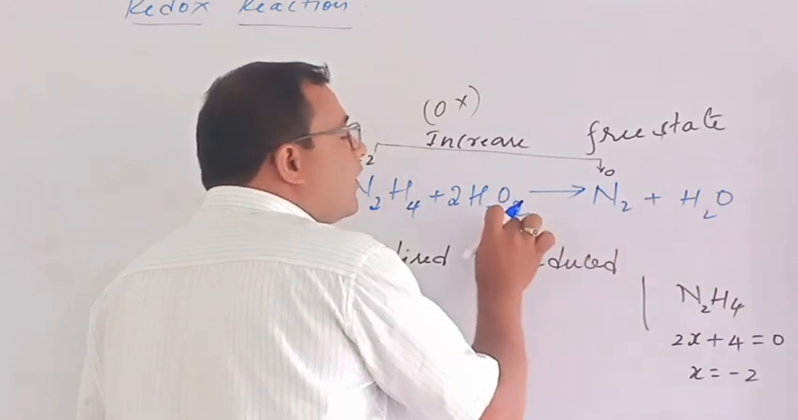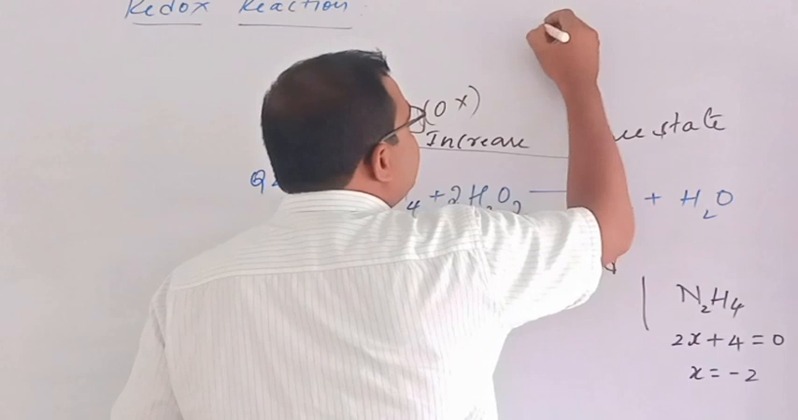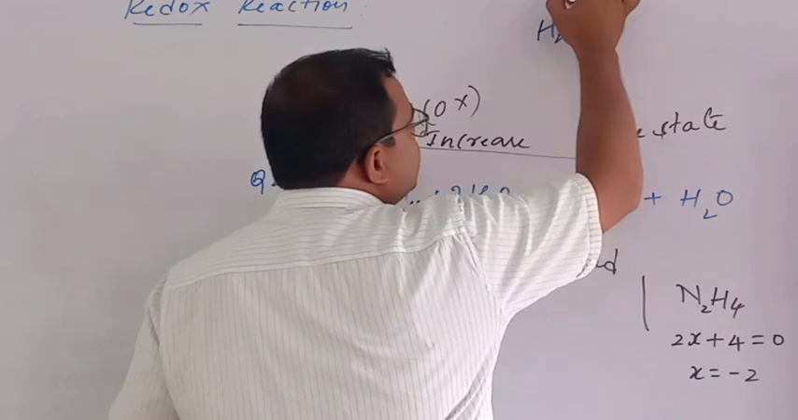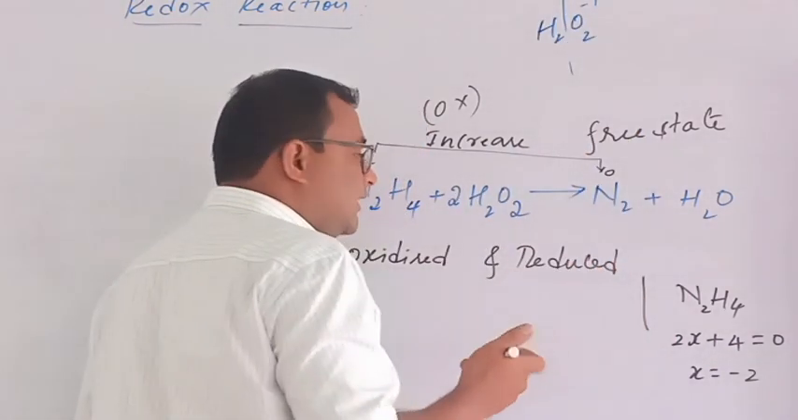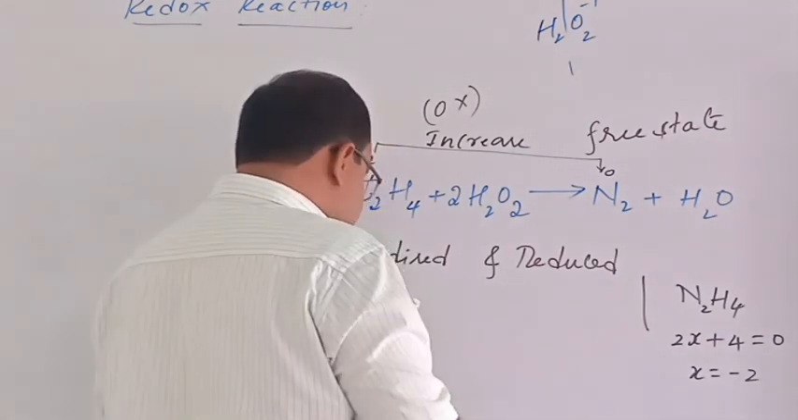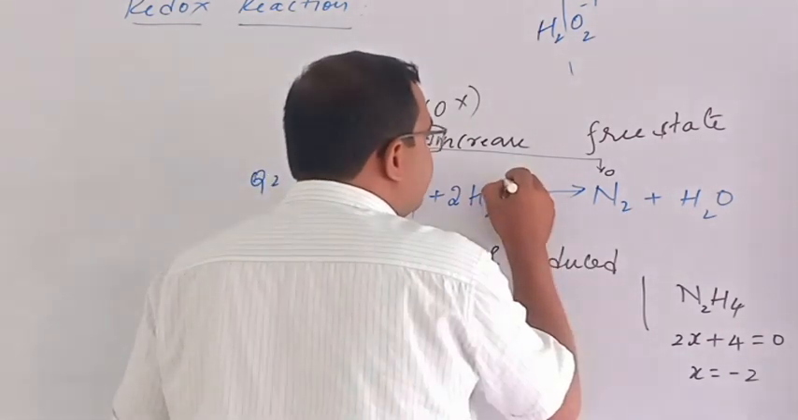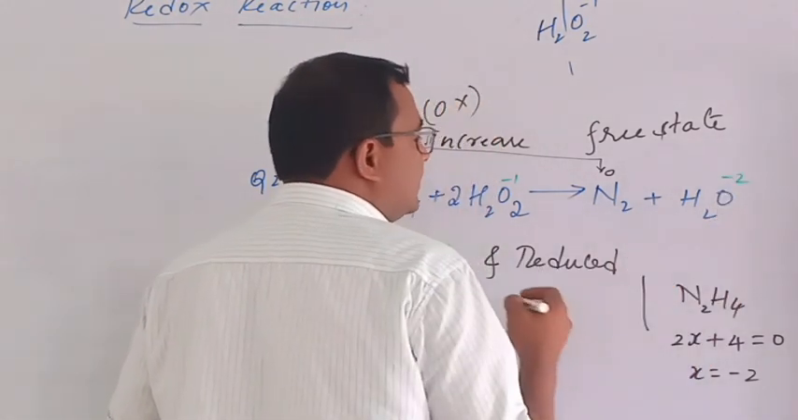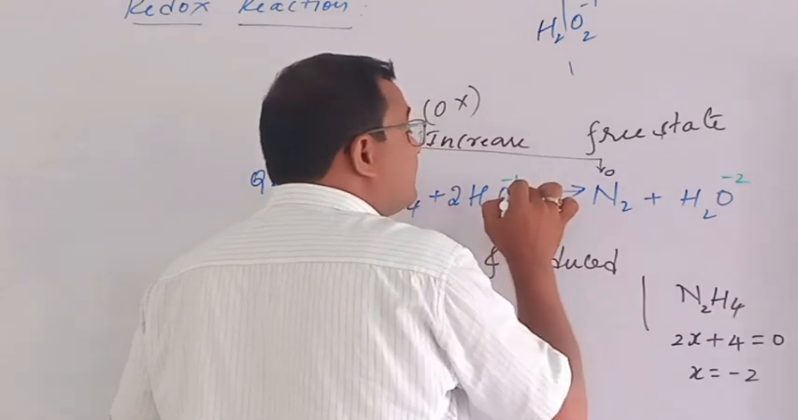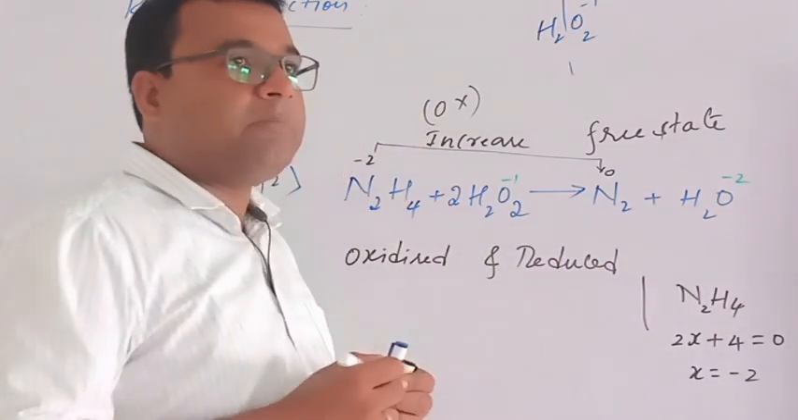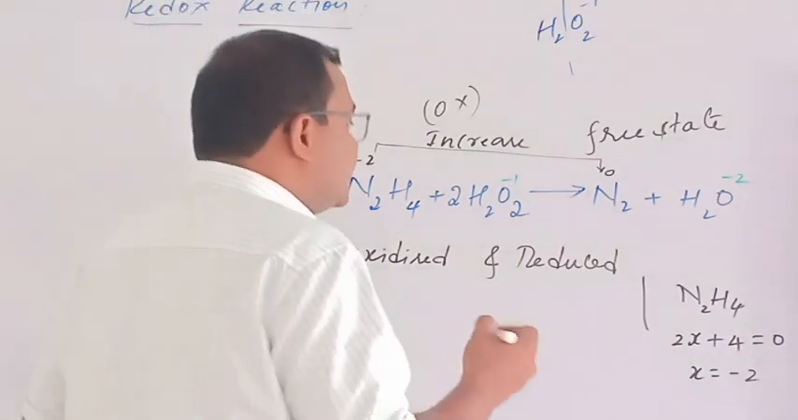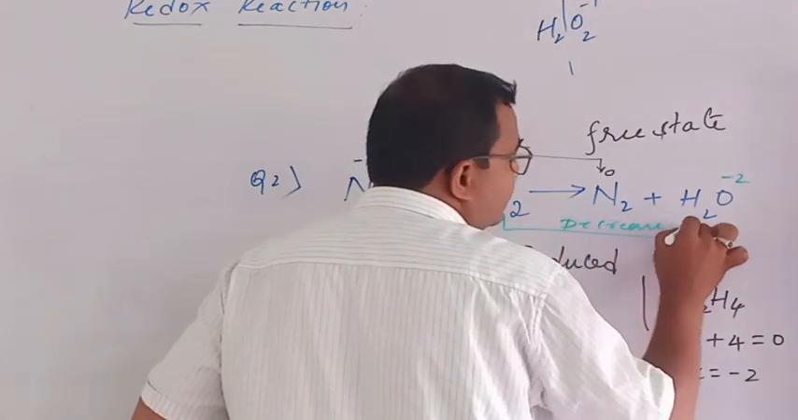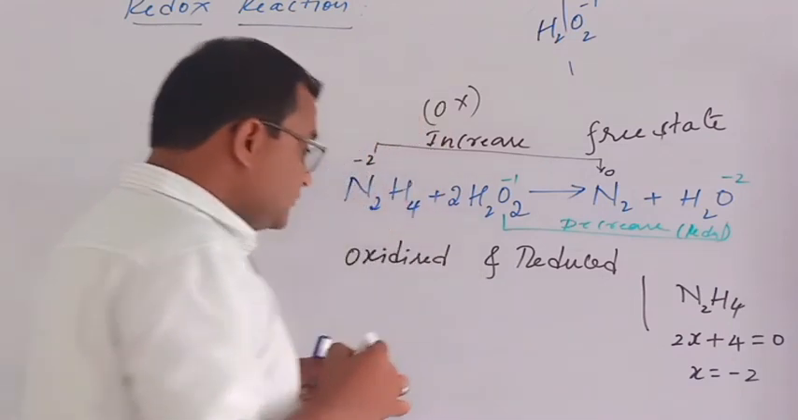See the charge of oxygen in hydrogen peroxide. The charge of oxygen in hydrogen peroxide is always -1. Even if you calculate, you will get -1. The charge of oxygen in water is -2. So it goes from -1 to -2. The charge decreases, so it is reduction.